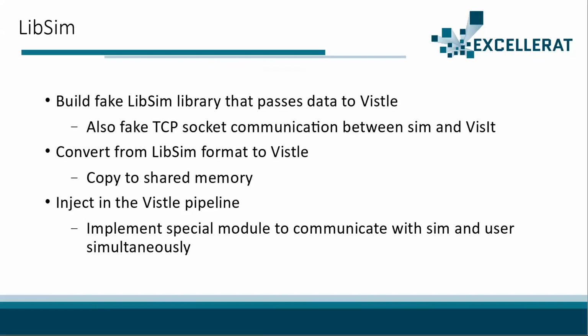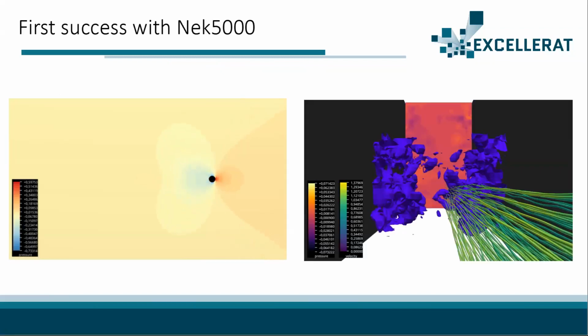But yeah, after we had this figured out, we then had first results with NEC 5000. These are two of the example simulations that are shipped with NEC. On the left side is a 2D flow simulation around a cylinder, and you can see the pressure heat map here. And on the right-hand side is a 3D flow through two endless plates. And you can see in the background the pressure isosurface, and the velocity is displayed as these green streamlines on the right bottom side of the image.